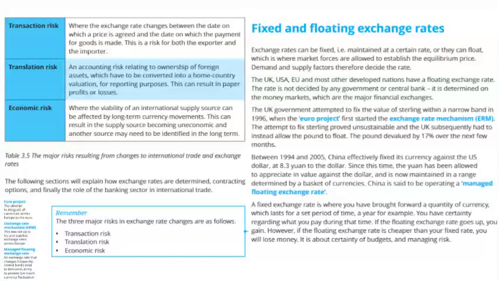The following section will explain how exchange rates are determined, contracting options, and finally the role of the banking sector in international trade. Remember, there are three major risks in exchange rate change and they are as follows: transaction risk, translation risk, and economic risk.